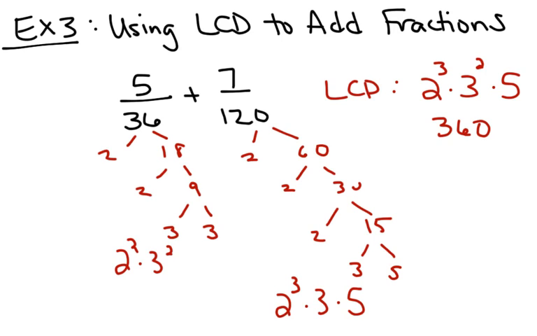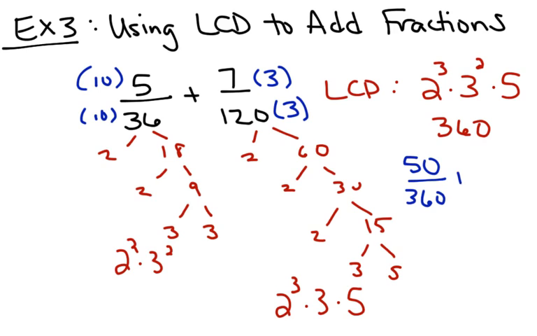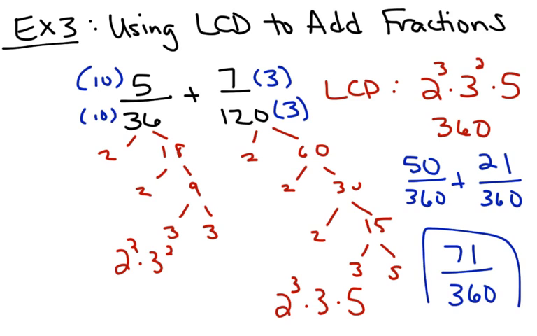So I want my denominator to both of these fractions to be 360, which means I have to multiply the first fraction by 10 over 10. The second fraction I have to multiply by 3 over 3. So I'm going to get 50 over 360 plus 21 over 360, and now I can add them, and the answer is 71 over 360.